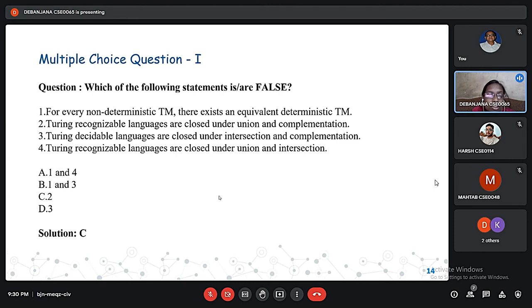D is 3. So our solution is 3, because statement 1 is true, as we can convert every non-deterministic Turing machine to a deterministic Turing machine. And statement 2 is false, as Turing recognizable languages, RE languages, are not closed under complementation. Statement 3 is again true, as Turing decidable languages, REC languages, are closed under intersection and complementation. And statement 4, Turing recognizable languages are closed under union and intersection. So this is again true. So the final solution is 3, as it is false. So that's all. Now my next team member will continue from the second question.